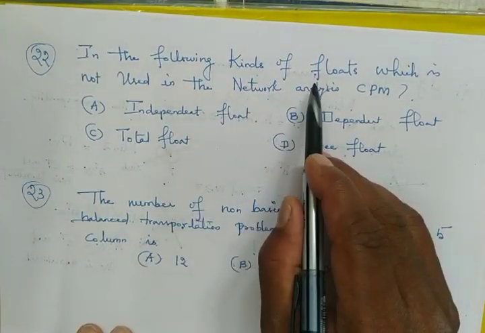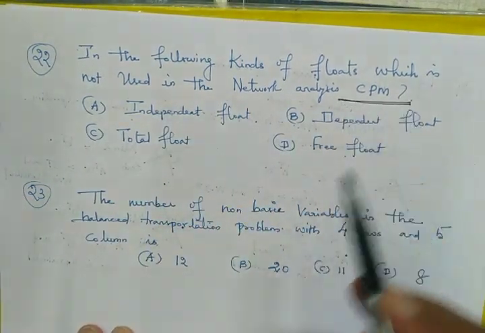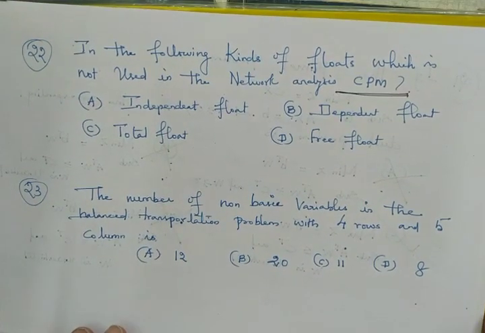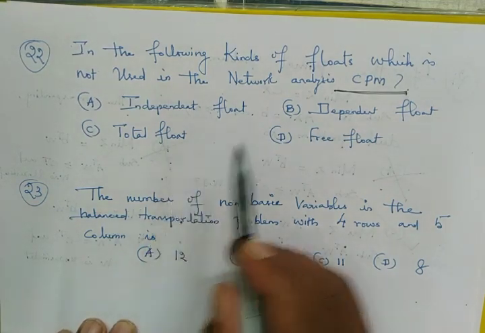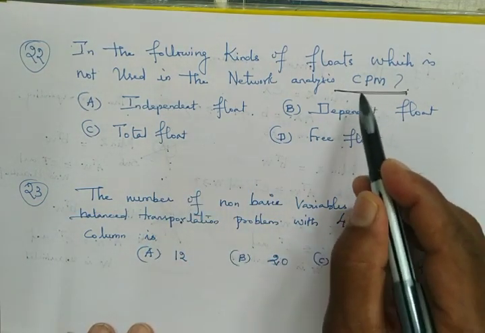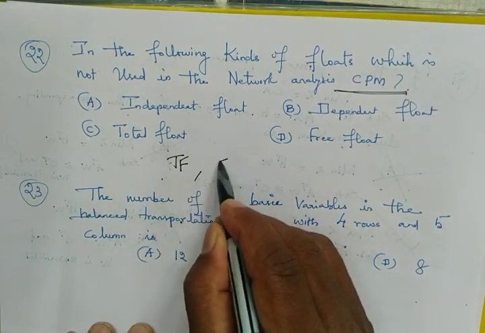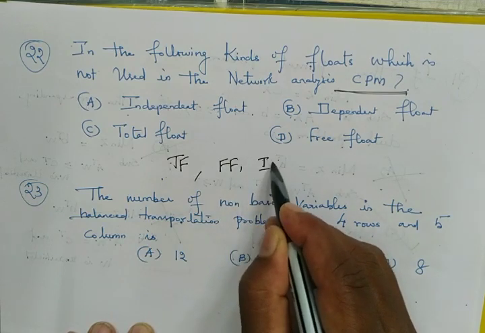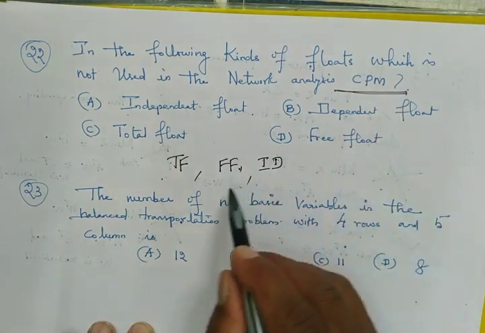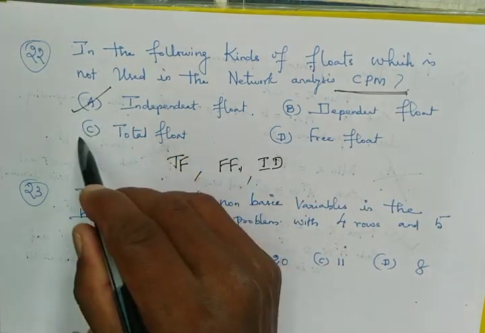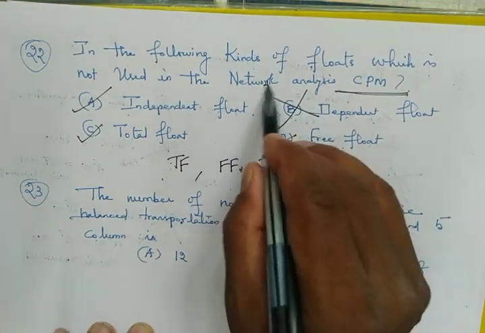In the following kinds of floats, which is not used in the network analysis in CPM? I told you in that fourth problem, what are the floats involved in the CPM? If you're going to consider the critical path method, the floats involved are total float, free float, and independent float. These are the floats only involved in CPM. So independent, total float, and free float are involved. Which is not involved in this? Dependent. This is the right answer.